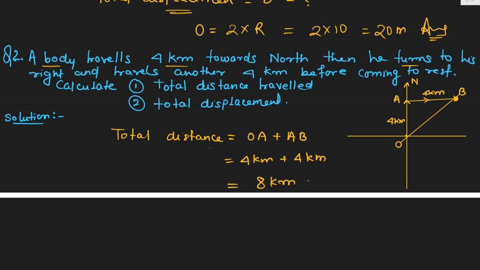So what will be the displacement then? How can we calculate the displacement? Displacement will be the shortest distance from O to B. Here I can see this is a triangle. So the displacement will be equal to OB, and OB is the hypotenuse of this triangle, so OB equal to the root of OA square plus AB square. So what is OA square? That is 4 and 4, so 4 square plus 4 square under root.